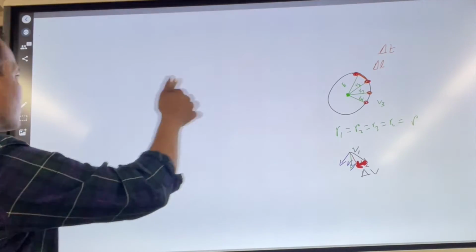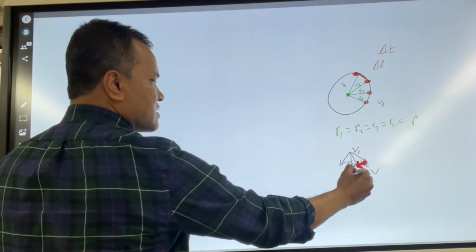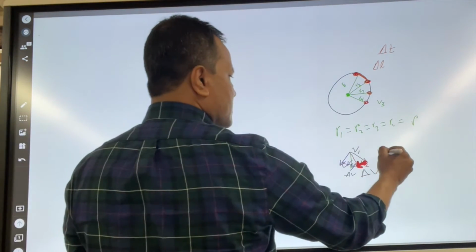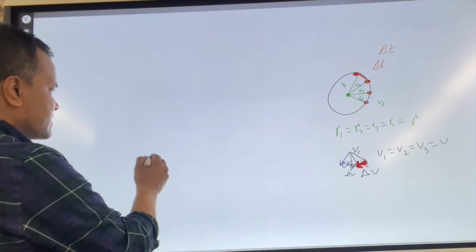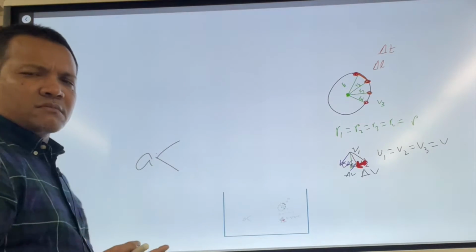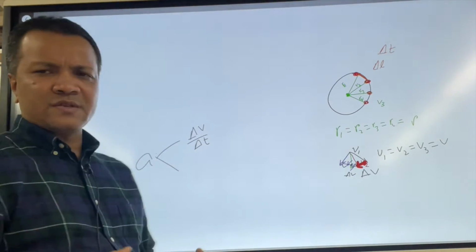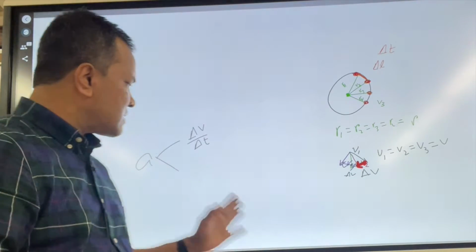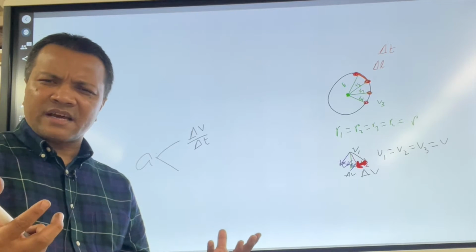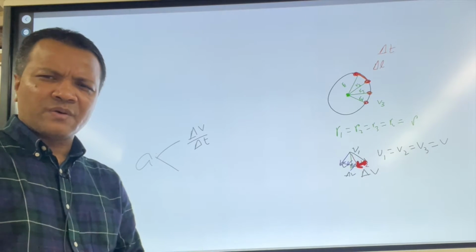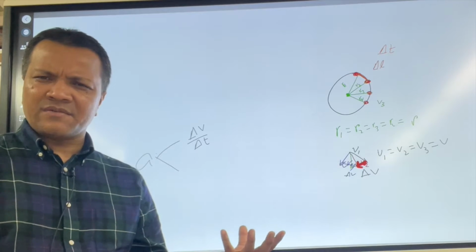I'm going to put this triangle right here. This is also the change in velocity. And v1 is equal to v2 is equal to v3 is equal to v. Why is that? Because you can get the acceleration two different ways. Delta v over delta t, the change in velocity over the change in time, gives you the acceleration. The other way is the change in direction: when velocity changes direction, that also gives you acceleration.